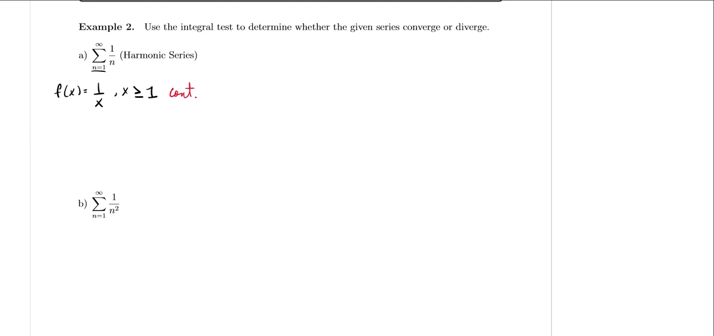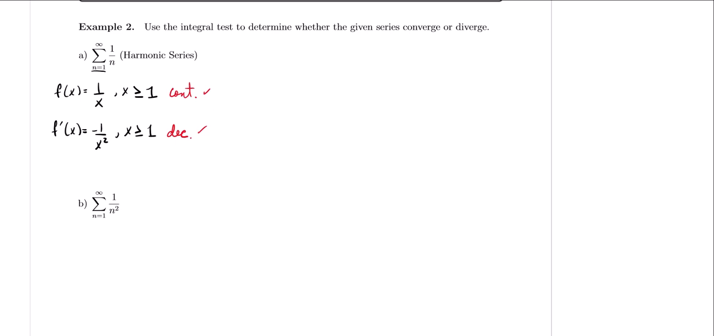Taking the derivative for this one, we're going to get negative 1 over x squared, and we're focusing on values of x greater than or equal to 1. And this one is decreasing on the interval from 1 all the way to infinity. Alright, so it's continuous, positive, and decreasing, so we can go ahead and use the integral test.